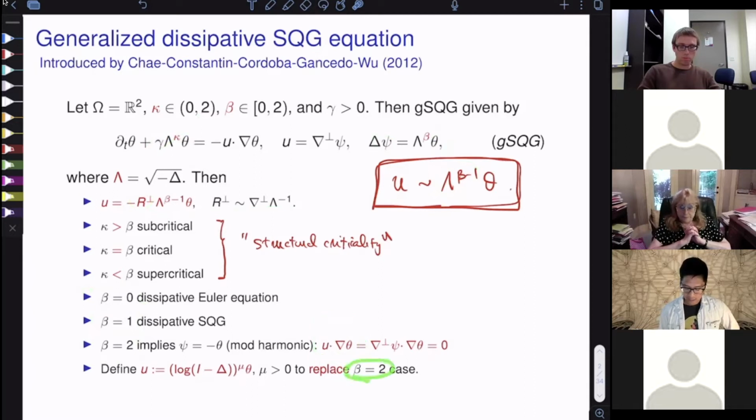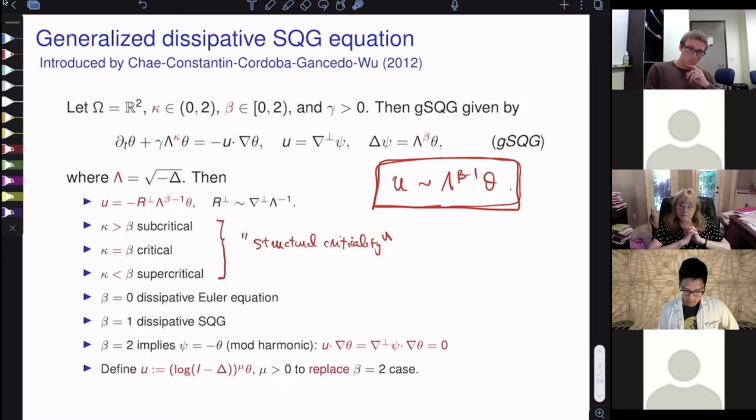So to make sense of that endpoint, what Chae, Constantin, Córdoba, Gancedo, and Wu did was they made the constitutive law more singular by a log. So this is a positive power of the log. So we'll also address some results in that case as well.